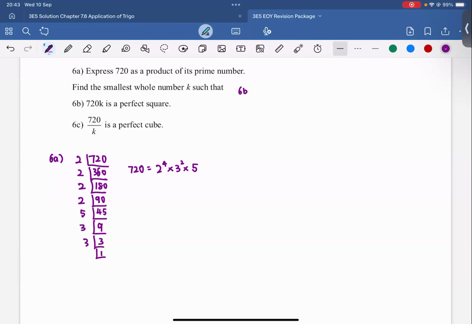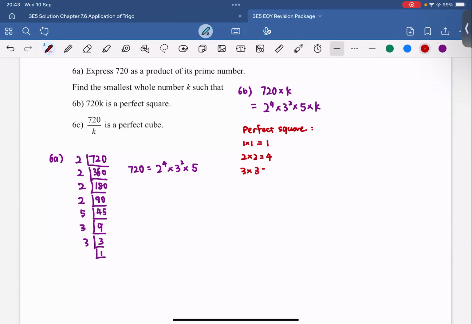6B, 720 times k is a perfect square. So 720 multiplied by k, I can write it as 2 to the power of 4 times 3 squared times 5 times k. What is a perfect square? Perfect squares are numbers like 1 times 1, 1 is a perfect square. 2 times 2, 4 is a perfect square. 3 times 3, 9 is a perfect square. 4 times 4, 16 is a perfect square.